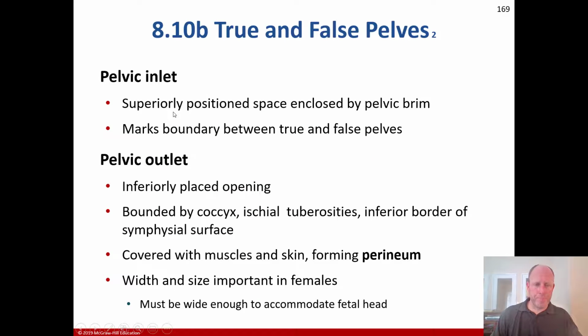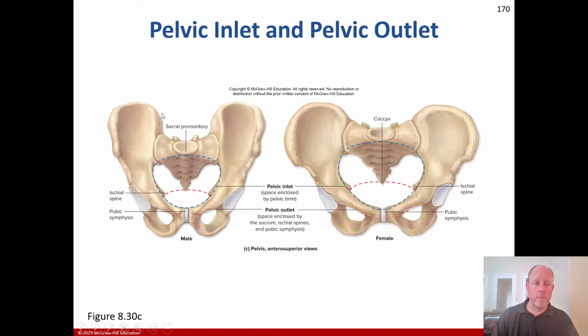The pelvic inlet is a superiorly positioned space enclosed by the pelvic brim. It marks the boundary between the true and false pelvis. The pelvic outlet is an inferiorly placed opening bounded by the coccyx, the ischial tuberosities, and the inferior border of the pubic symphysis. It's covered with muscles and skin and forms the perineum. And the width and size is important in females. It must be wide enough to accommodate the fetal head for childbirth.